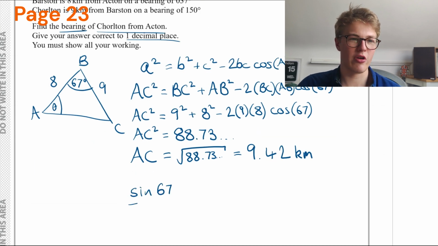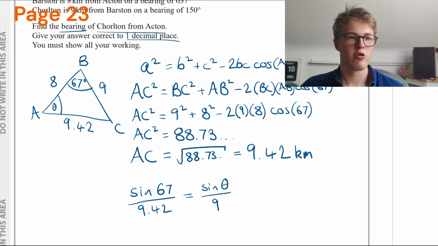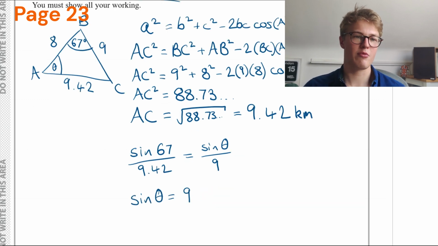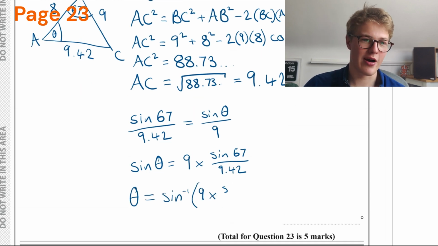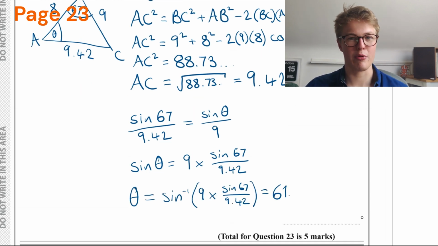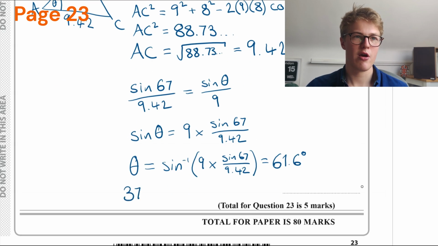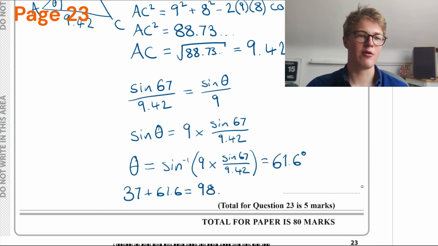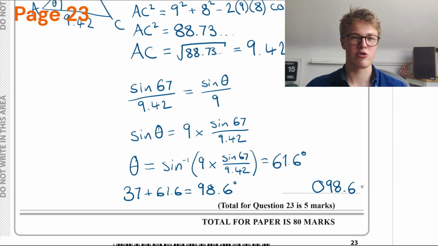Next up, we need to use the sine rule to calculate our angle theta, which we're then going to use to find our bearing. So, sin theta is equal to 9 times sin 67 over 9.42, and then we can inverse sine both sides, and we end up with theta equals 61.6 degrees. We then add this to our original angle of 37 degrees, which is the angle of Barston from Acton, and then we end up with 98.6 degrees as our final answer. But remember, this is a bearing, so we need to write it with 3 digits at the beginning, 098.6, which gives us our final answer.